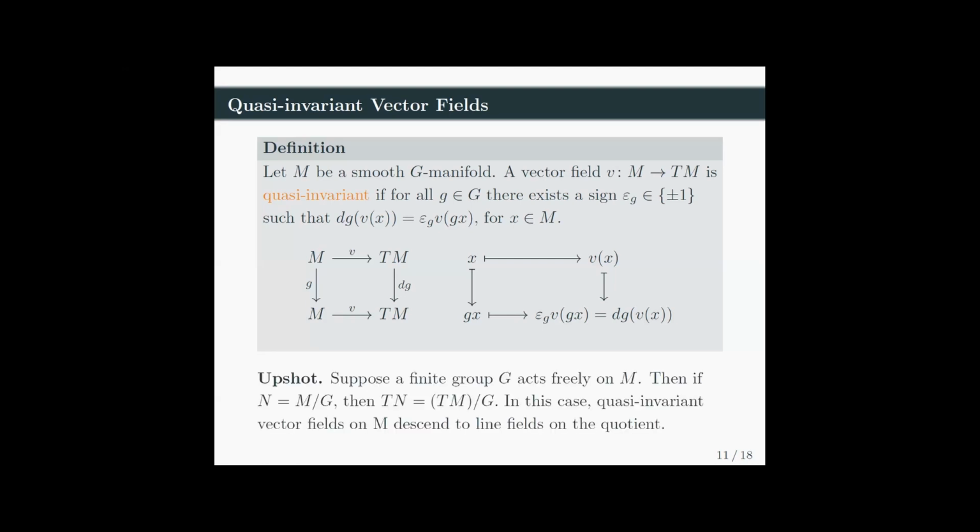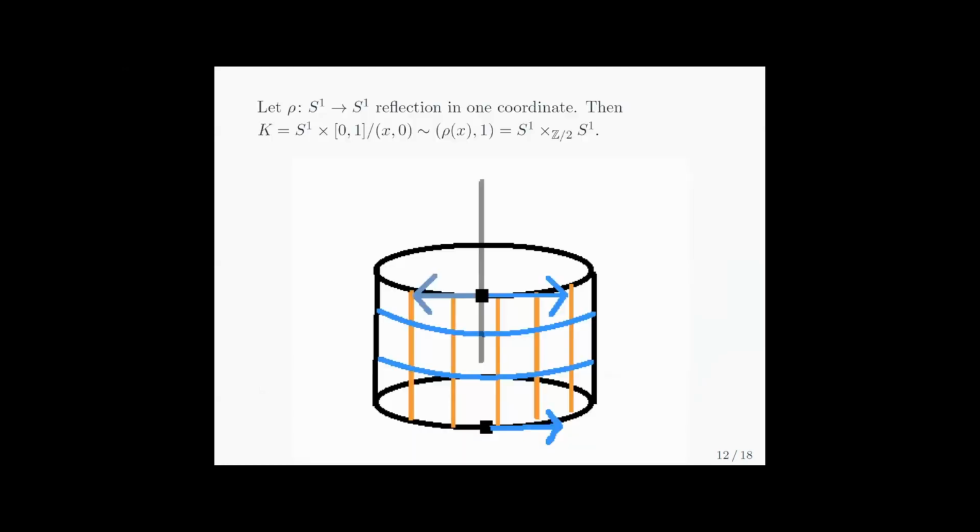The point of this is if you have a finite group acting freely on the manifold, and you look at the quotient N mod G, then the tangent bundle can be described as a quotient bundle. So it's not too hard to see that these quasi-invariant vector fields on M will become line fields on the quotient. This is a bit of a long definition, so I think we should just do a quick example so that it's not too confusing.